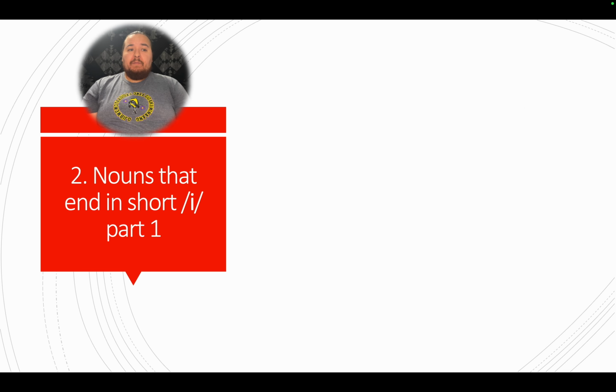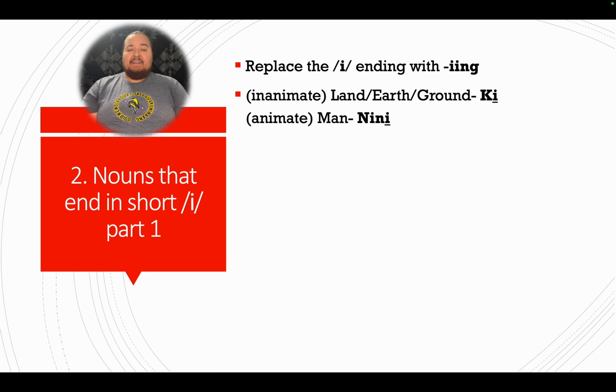Rule number 2, part 1: nouns that end in short I. Replace the short I with a double ing. Our examples are ki, which means land, earth, or ground, and our animate example is ninne, man.